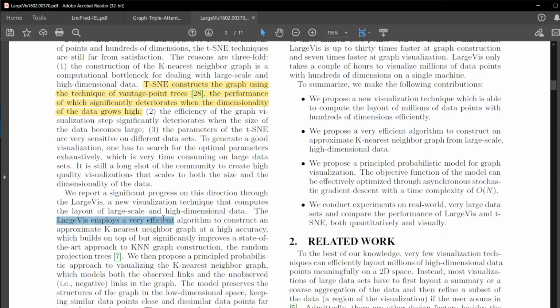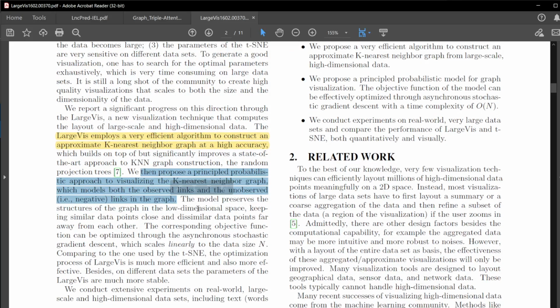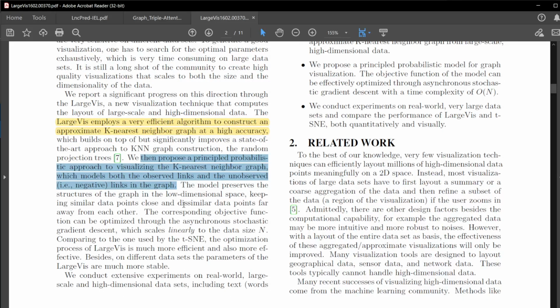The corresponding objective function can be optimized through the asynchronous stochastic gradient descent, which scales linearly to the data size, compared to the one used by the t-SNE. The optimization process of LargeVis is much more efficient and also more effective. Besides, on different data sets the parameters of the LargeVis are much more stable. We conduct extensive experiments on real-world, large-scale and high-dimensional data sets, including text, words and documents, images, and networks.